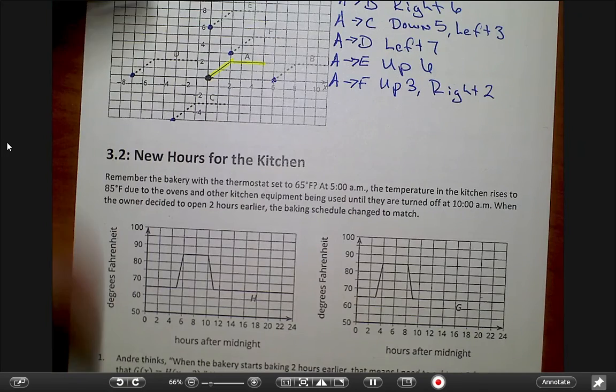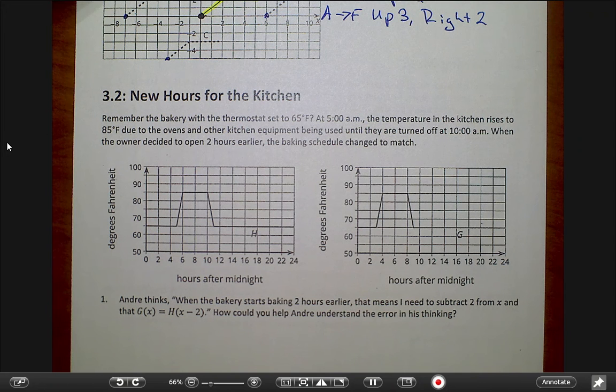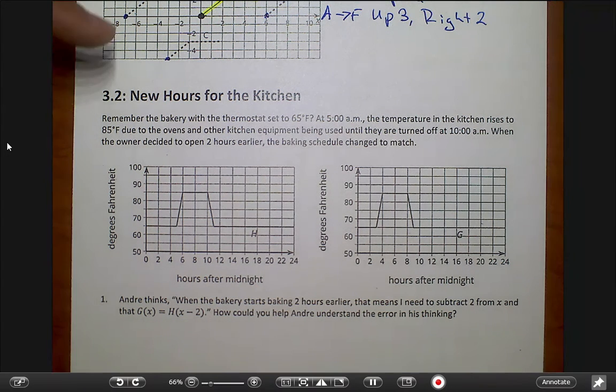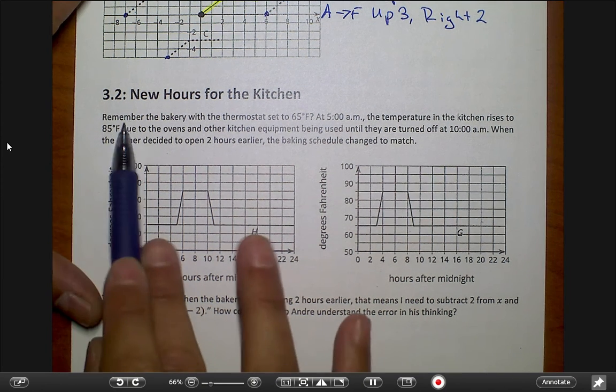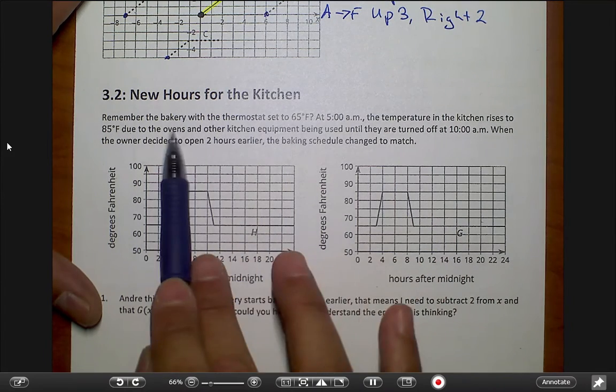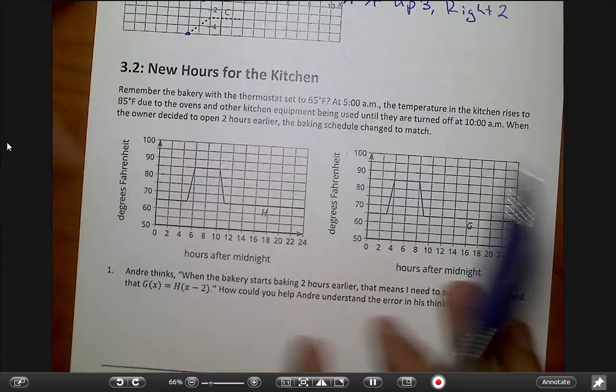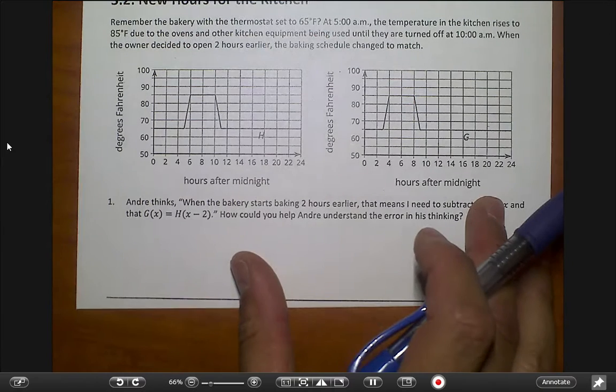All right, now, this right here. Okay, new hours for the kitchen. So yesterday, on the problem that we had, the temperature in the kitchen. If you guys remember from yesterday's problem, what was the normal temperature? 65. So it started at 65, right? Okay. So the bakery started at 65 at 5 a.m. The temperature rises to 85 due to the ovens and everything else. Then they're turned off at 10. The owner decides right here.